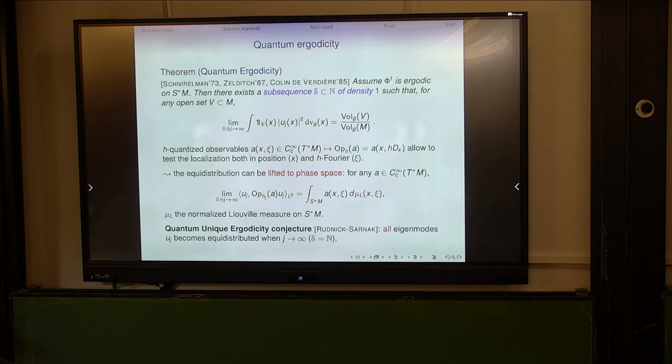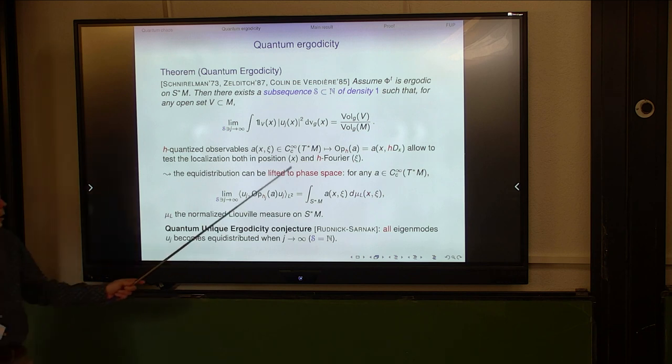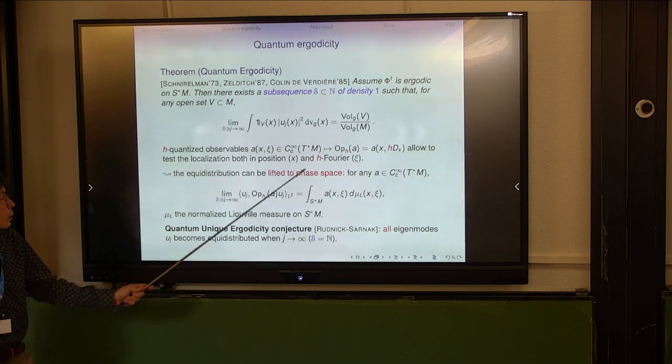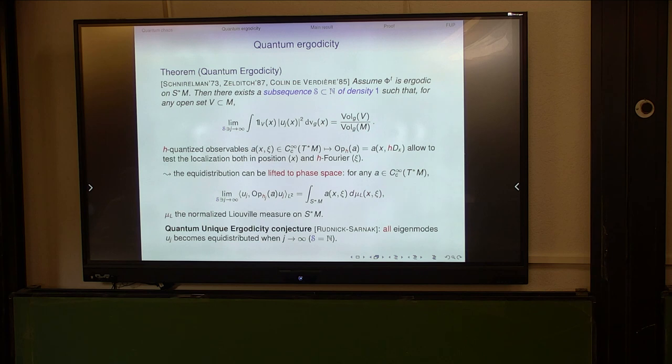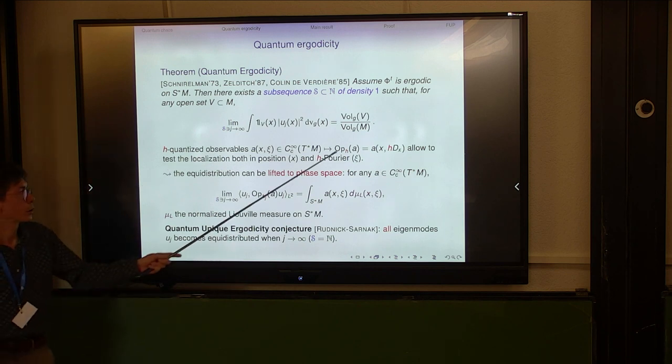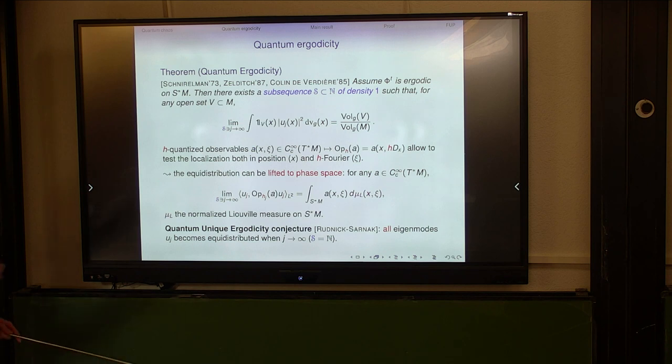One can lift this asymptotic equidistribution to phase space, and to do this, we have to use families of test functions in phase space, which transform into a family of test operators. These are semiclassical quantizations, that is, quantization with a parameter h corresponding to the typical wavelength we want to investigate. This test operator tests the density of the eigenfunctions both in position x and also in momentum, in Fourier space, at the oscillation scale h. So we have to adapt the operator to the scale of oscillation, and this is why these operators depend on this small parameter h.